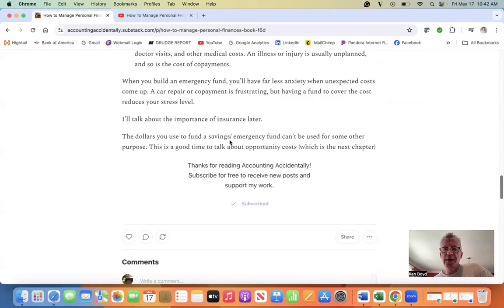The dollars you use to fund a savings or investment fund can't be used for some other purpose. That's the key. This is a good time to talk about opportunity costs, which is in the next chapter.